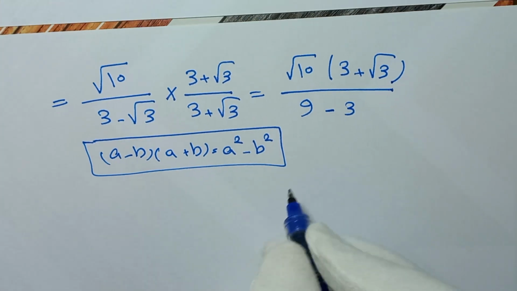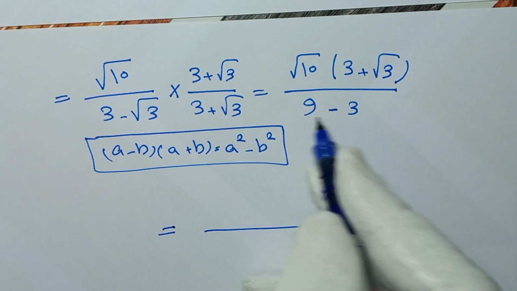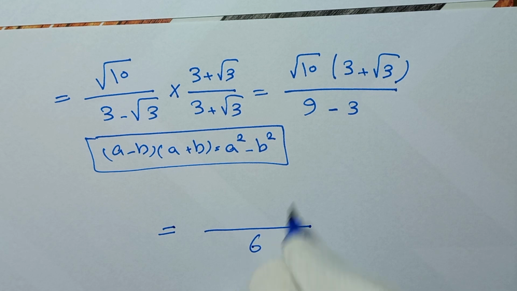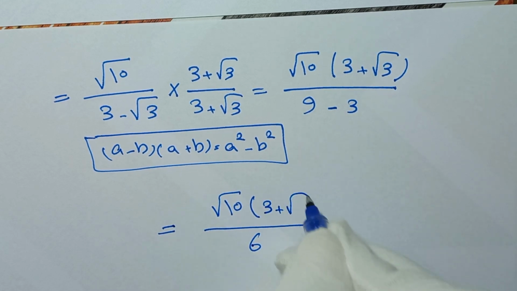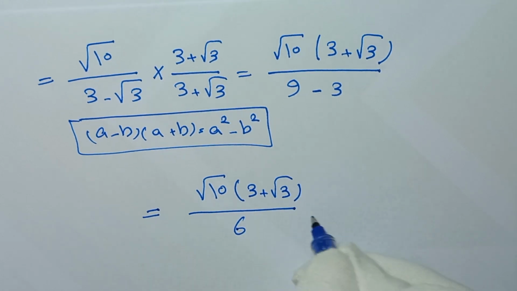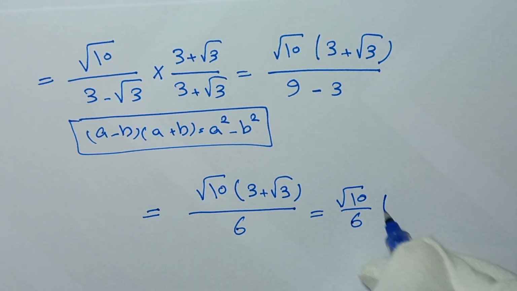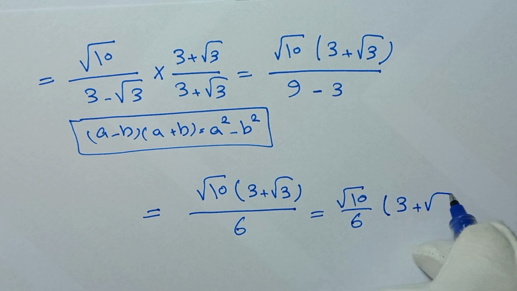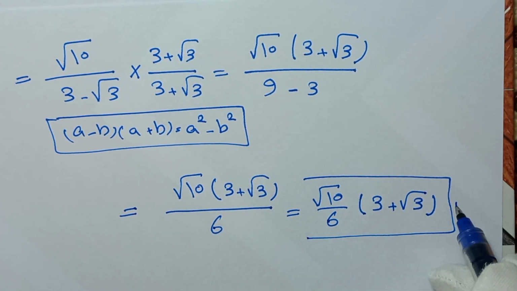We have 9 minus 3, it will be 6. And here we have square root of 10 times 3 plus square root of 3. And we can write this as square root of 10 over 6 times 3 plus square root of 3. And this is our final answer.